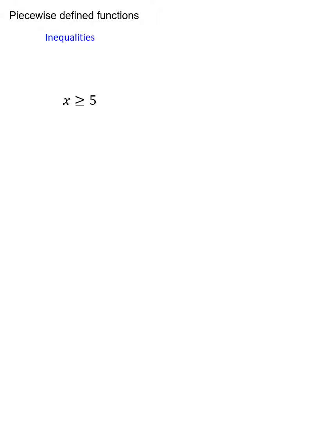Here's an inequality. For the right frame of mind for this lesson, it's important to understand that this is a true statement, for example, when x is 12, because 12 is greater than 5. But it's also a true statement when x is 5, because 5 greater than or equal to 5 is a true statement, because 5 equals 5.